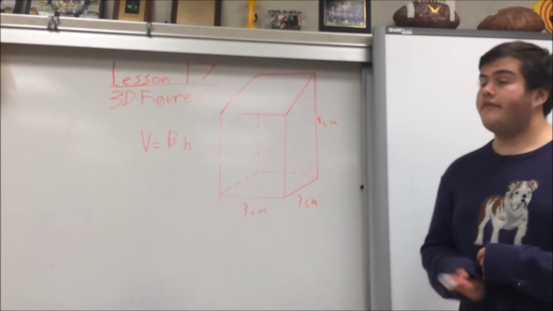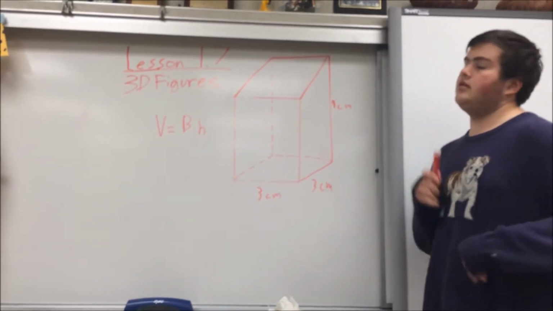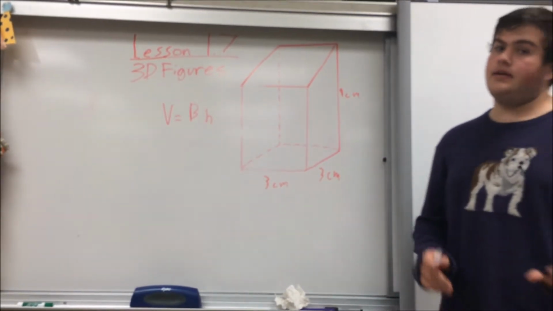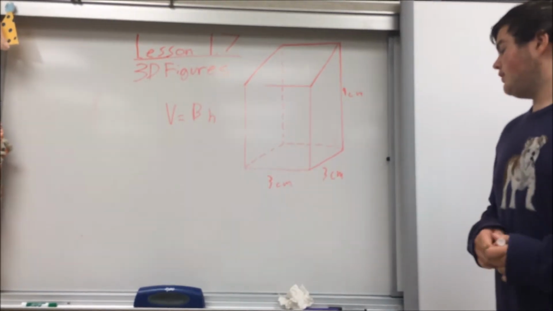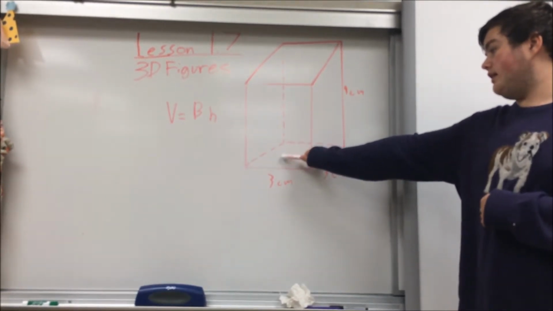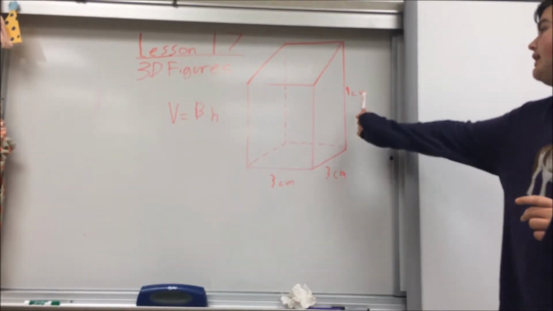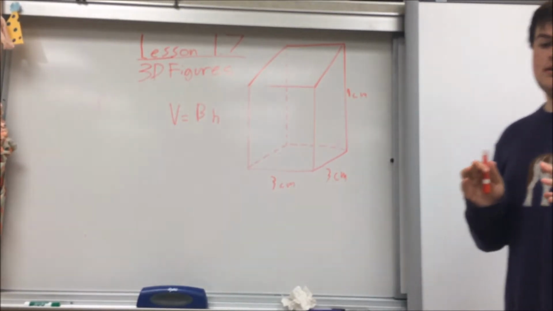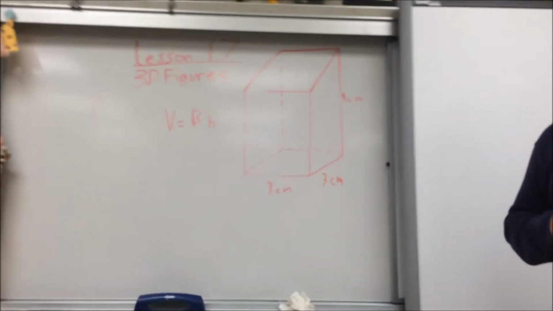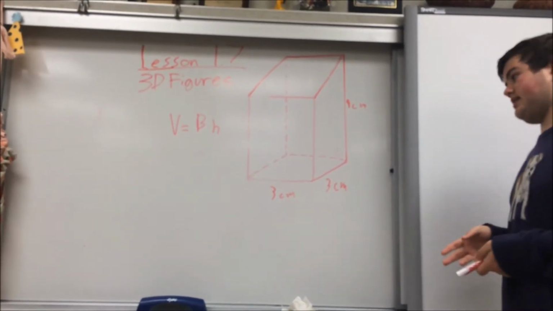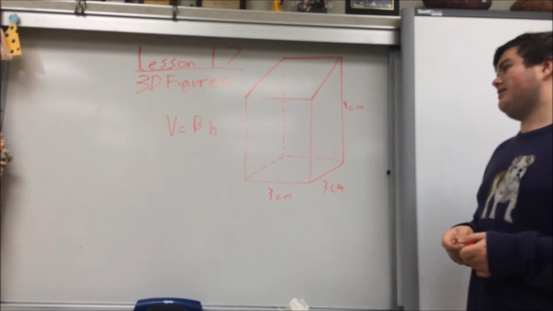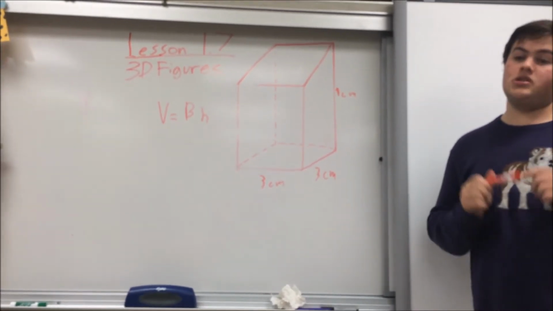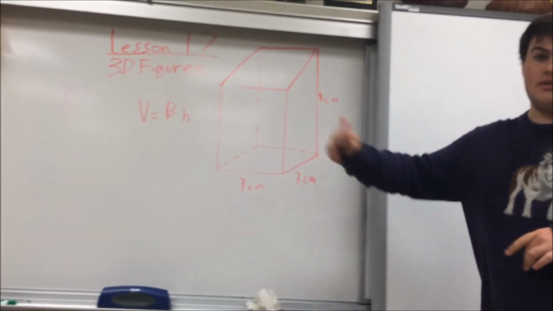Example of finding the volume of one of these 3D figures would be finding the volume of the same shape, a rectangular prism. It's very simple. All you have to do is find the base area and multiply it by the height. So, 3 times 3 centimeters is 9 centimeters squared. 9 centimeters squared times 9 centimeters is 81 centimeters cubed. And that is your volume.